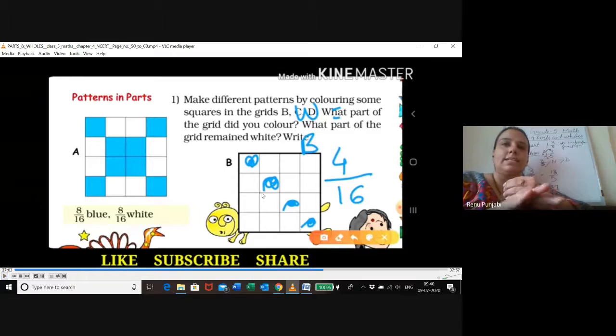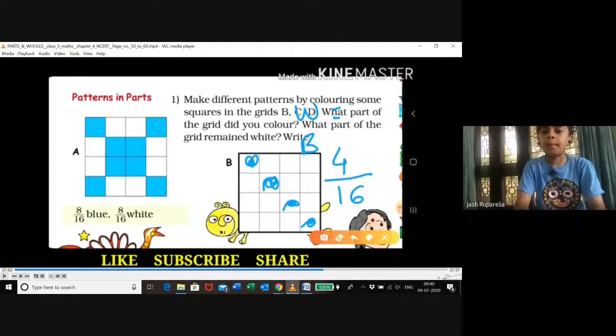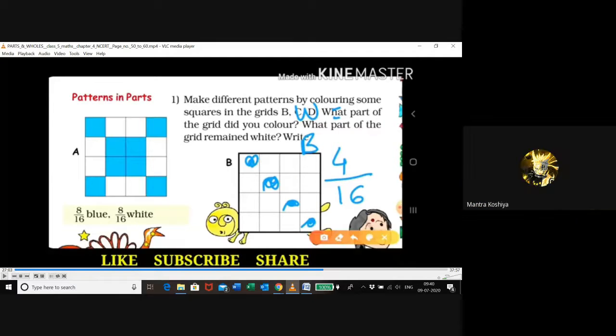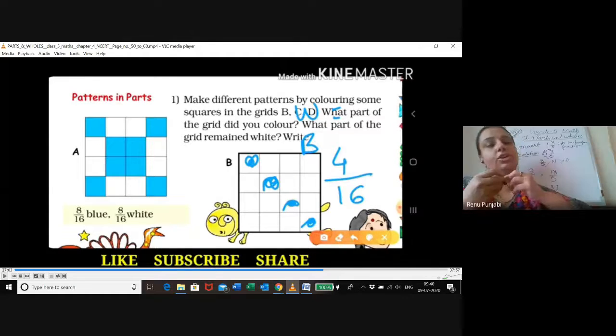Create it like this. This is also one pattern. One here, one here, one here, one here. So 4 are in this. So you can say that 4 upon 16 is the part of the blue. So what will be the part of white? Ma'am, can we create our own patterns? You can create your own pattern. This is just an example. And then you write the fraction of that pattern, how much is the blue and how much is the white.